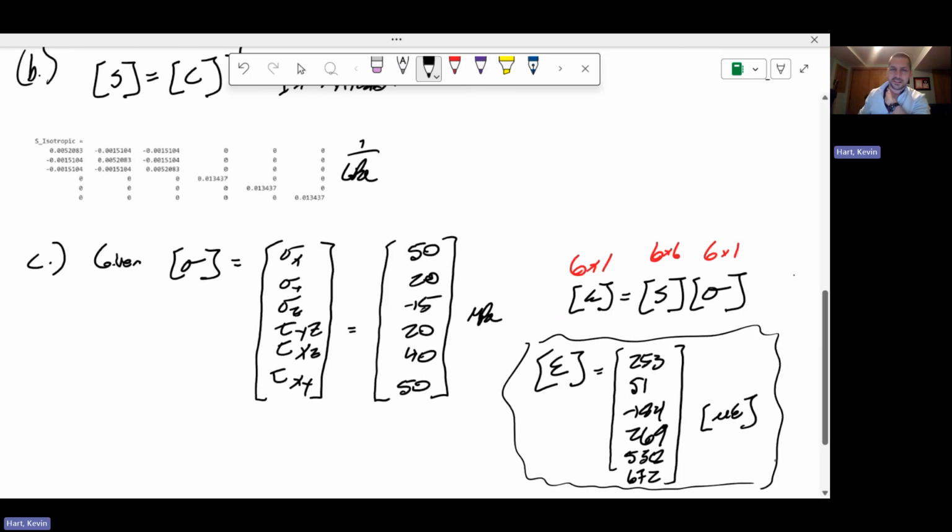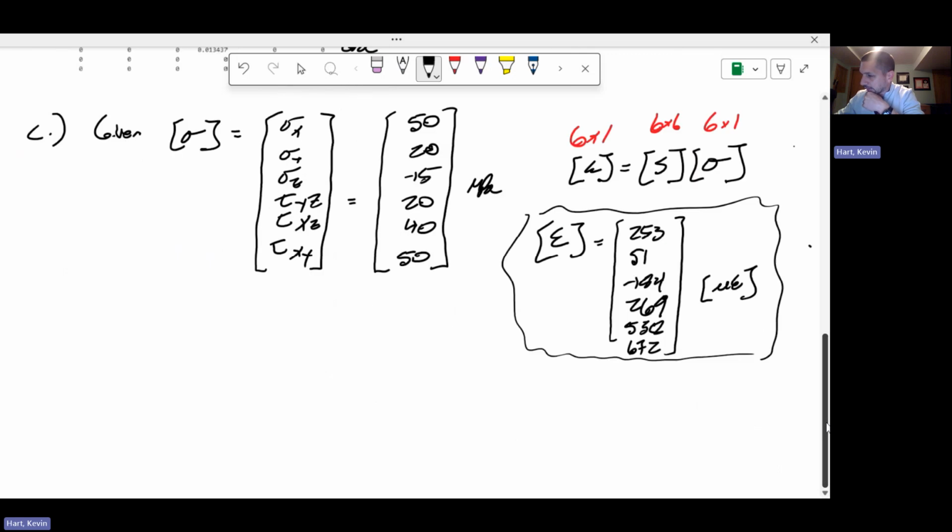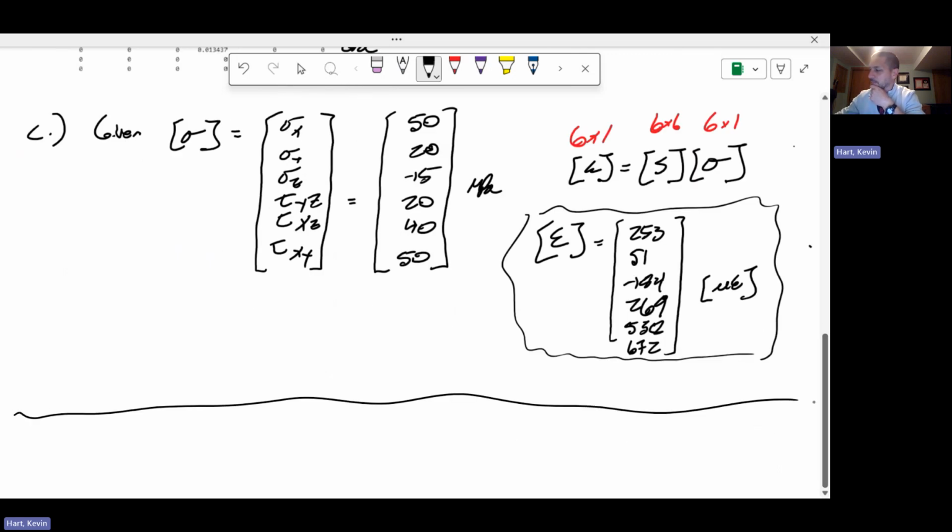This is just understanding isotropic materials, their full 6x6 compliance matrices, and then how to get stresses and strains using information about stress or strain plus the stiffness or compliance matrix to get you from one to the other. Right? Okay, so that's number one.